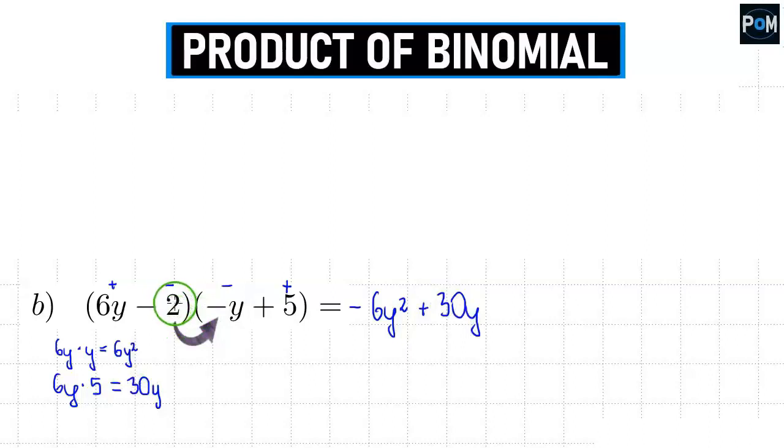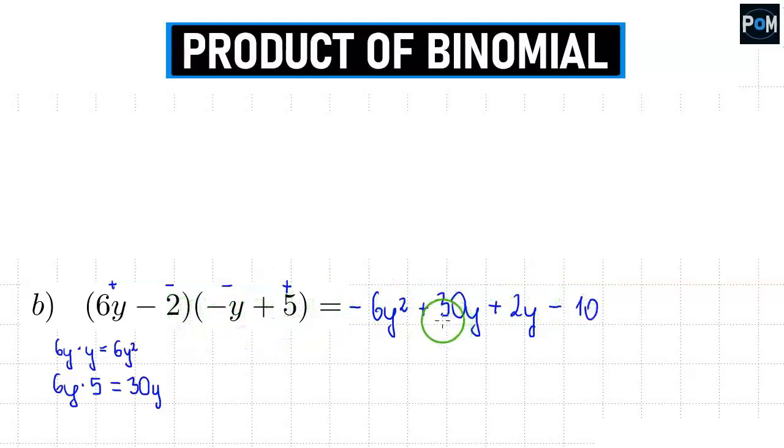Now we multiply -2 by -y. Negative times negative gives us a positive sign, and 2 times y is just 2y. The last multiplication, -2 times +5, gives us a negative sign. A negative result comes from multiplying a minus by a plus. And 2 times 5 is 10.